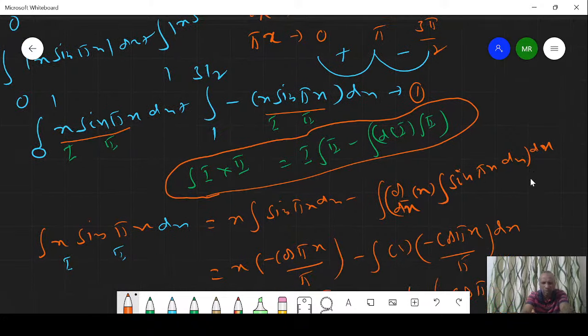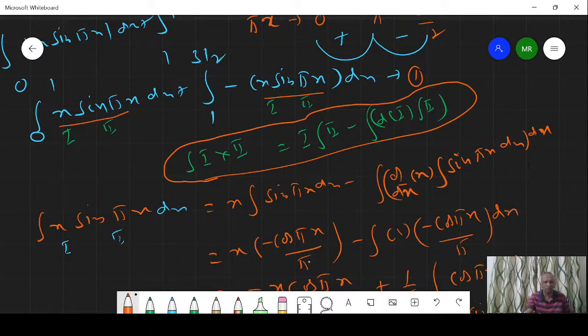We have the integral of cos pi x. You should divide by the derivative of pi x, which is pi, so I should divide. Same thing, I can repeat: the integral of cos pi x gives sin pi x by pi. So from 0 to 1, and 1 to 3 by 2, this minus comes outside.